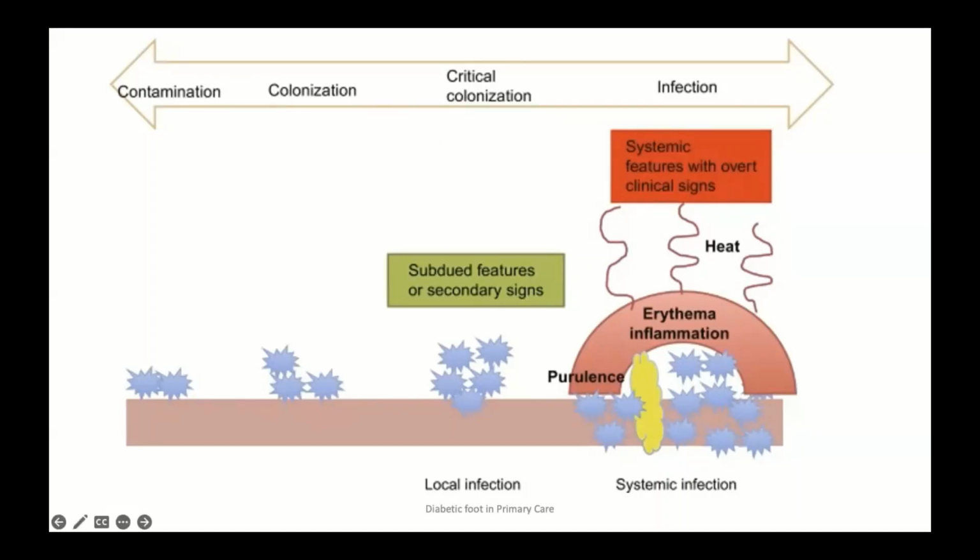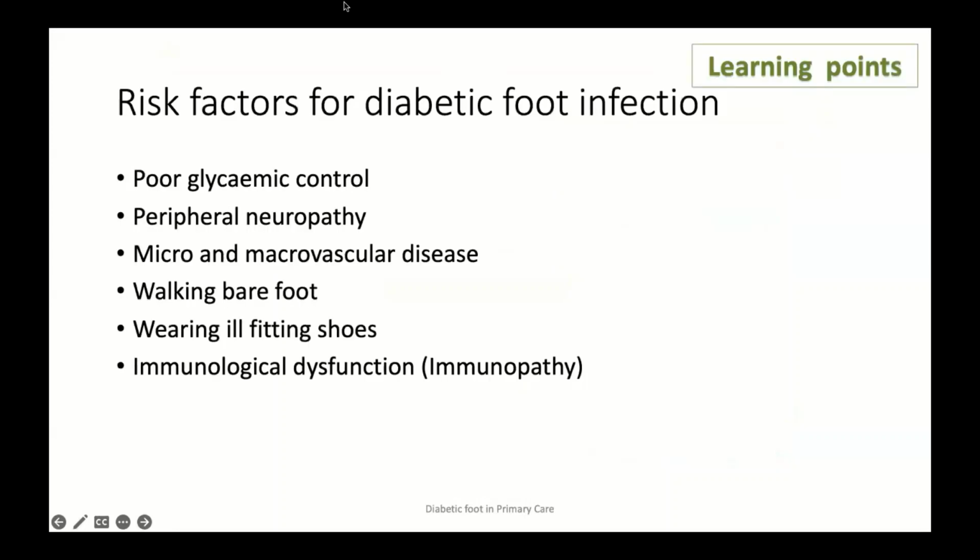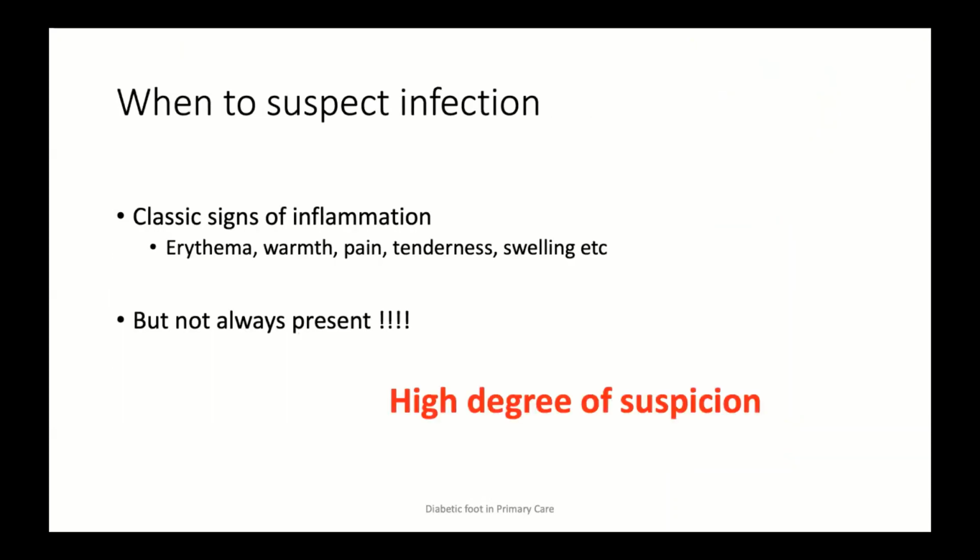So we want to make sure we identify patients in the infected state or those who have a likelihood of critical colonization. Those who are colonized and contaminated are not people we're worried about. If you swab any wound, it is very likely to grow an organism, so it's not a problem. People at high risk for diabetic foot infection include those with poor glycemic control, neuropathy, ischemia, poor fitting shoes, bad footwear, and bad foot care.